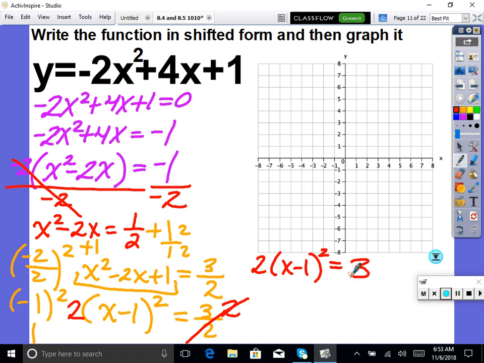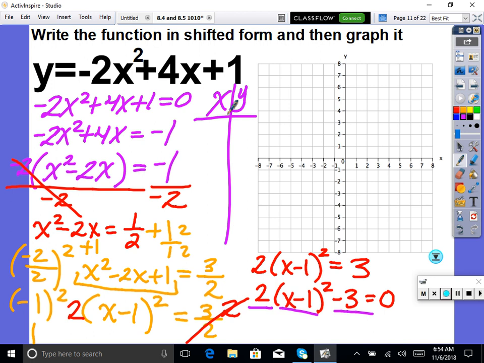Now we're not dealing with fractions. So what would I do now? Subtract 3 over. 2 times x minus 1 squared minus 3 equals 0. So now inward you would say, okay, stretch of 2, right 1, down 3. So with your xy points, your parent function would be -2, 4. It's coming from x squared if you can remember. -1, 1, 0, 0, 1, 1, 2, 4.